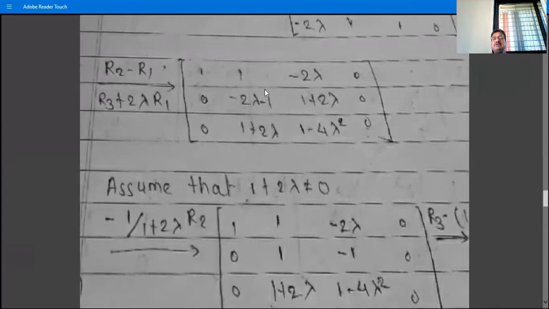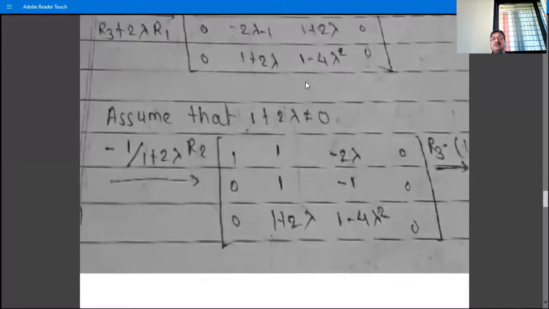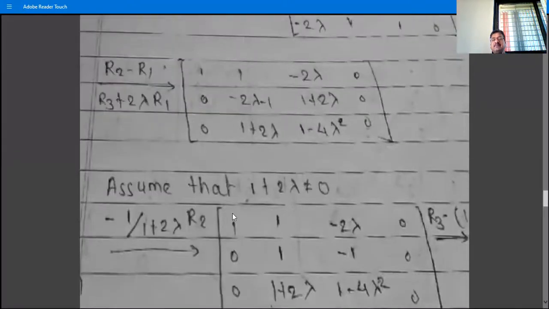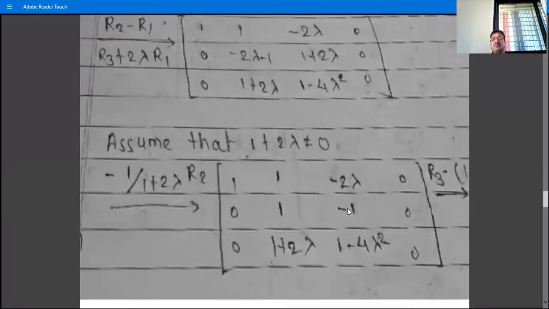In order to reduce this element to 1, we divide by the same. That is, minus 1 by minus 2 lambda minus 1, or 1 by minus 2 lambda minus 1, or we can write minus 1 by 1 plus 2 lambda. So we have the element 1 here. Here we have minus 1 because here we have 0.